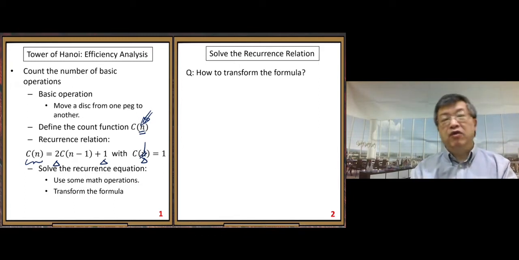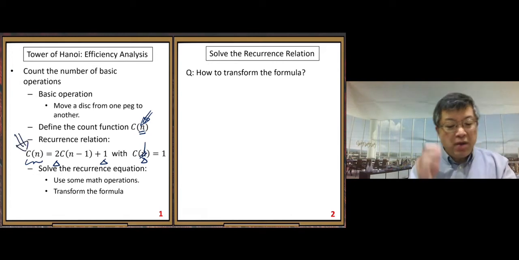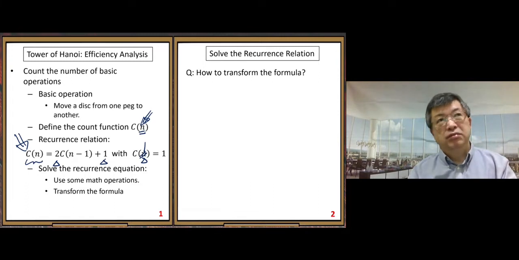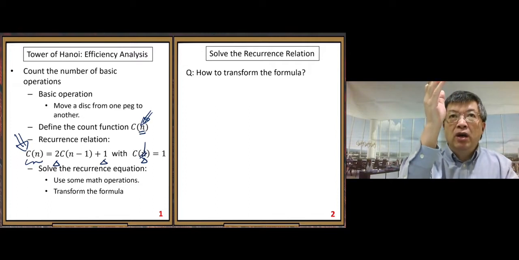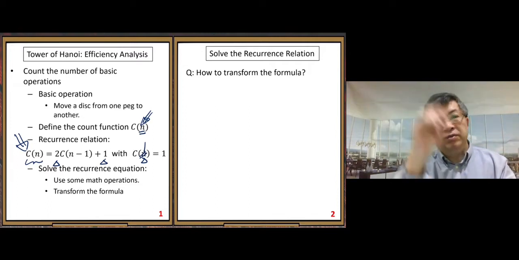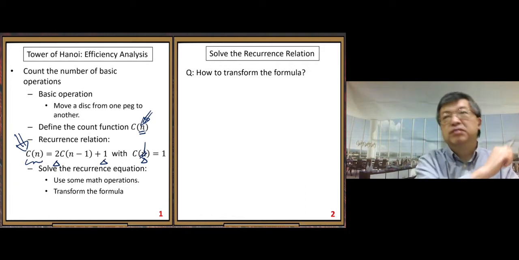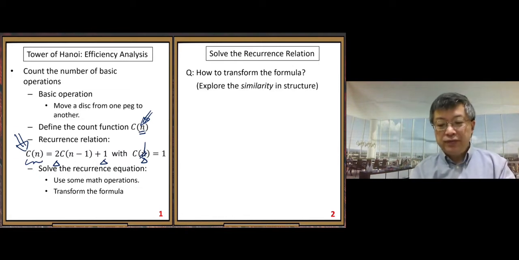How to transform the formula? Because if you try to solve directly from this equation, it may not be that easy. You can try by yourself. It may not be that easy. When you have this situation, a general way to do it is to transform the current formula to a different form. Then you may have a good view of it, and then you have a good chance to solve it. Here, let's do it. All right.